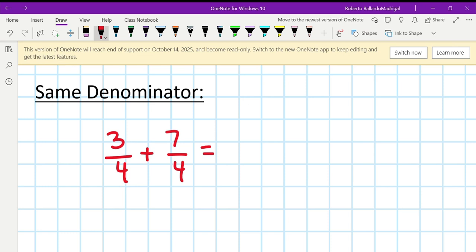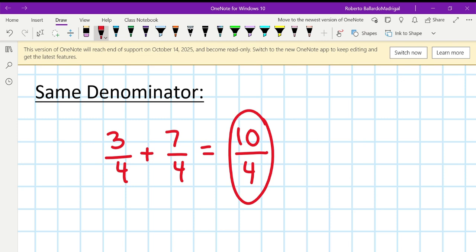So who can tell me what 3/4 plus 7/4 is equal to? 10? Yes, you're correct. 10 what? 10 over 8? Am I right? 10 over 8? No, no, no, no. 10 over 4. 10 over 4. All right.